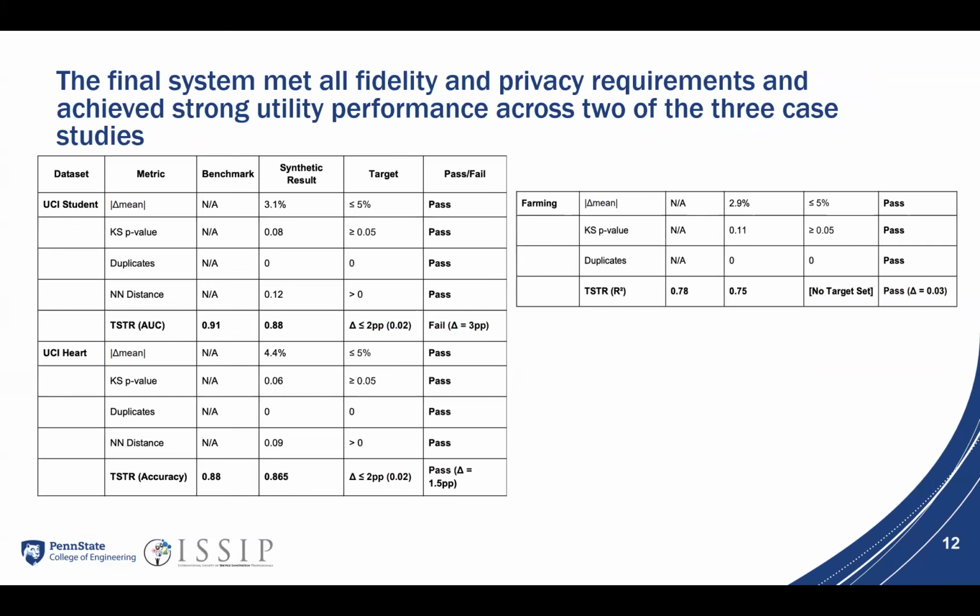And finally, this chart shows that our final system met all fidelity and privacy requirements and achieved strong utility performance across two of the three case studies. First, you can view from our VCRM that for fidelity and privacy across all three data sets, the system passed every fidelity metric. The student's data set mean deviation dropped to 3.1%, heart was at 4.4%, and farming at 2.9%, all comfortably within our 5% requirement.